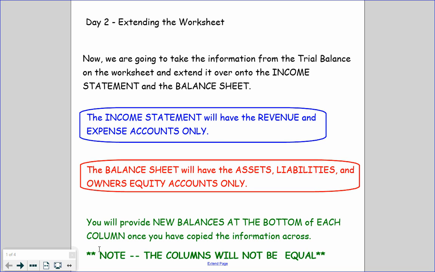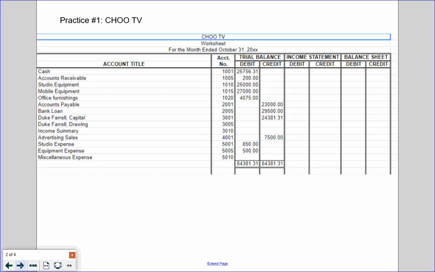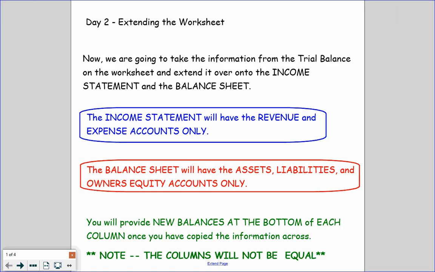What we're going to do now is extend over to the other two columns. So the middle column is called the income statement, and the last column is called the balance sheet. All we have to do is remember that the income statement only contains the revenue and expenses. The balance sheet contains the assets, the liabilities, and owner's equity, so capital and drawings.